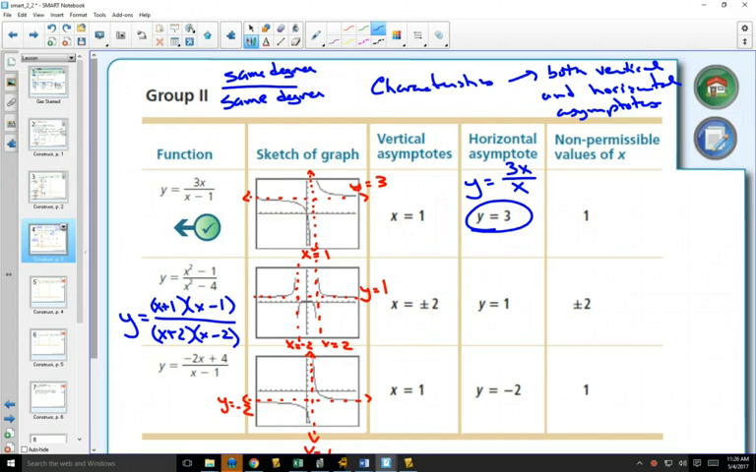And that will become your horizontal asymptote. So if you have the same degree on the top and the same degree on the bottom, and you just look at your highest powers and simplify, that will become your asymptote.